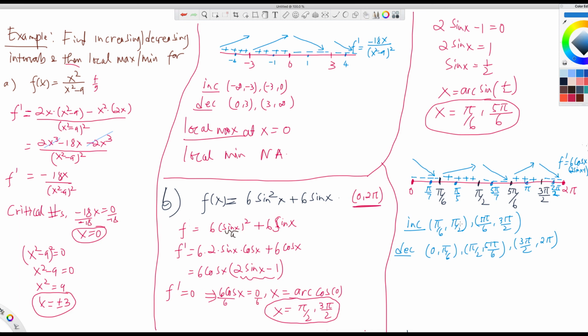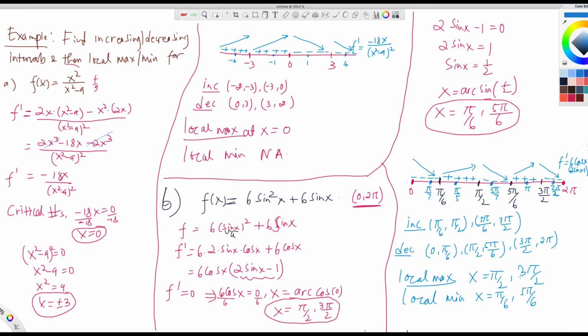Now, how about the local max and local min? Local max, so this is the increasing and decreasing convention. So x equals pi over 2, and then 3 pi over 2. And here also increasing and decreasing, so local max, local max. Local min is at x equals pi over 6 and 5 pi over 6.